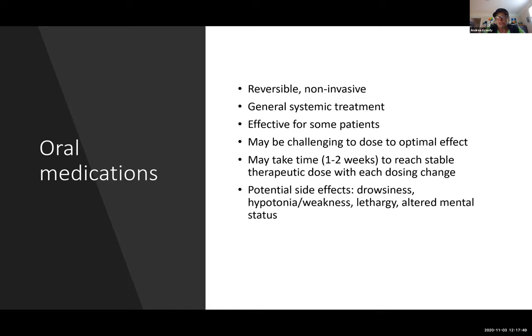A lot of these patients will come to you as outpatients, and they will already have this on board, and that's just kind of your baseline. And then, of course, the big side effect is it causes drowsiness, hypotonia. Well, that's why they're taking it. And depending on which drug they're taking, it could actually cause weakness. There's general lethargy and altered mental status. So those are definite drawbacks.